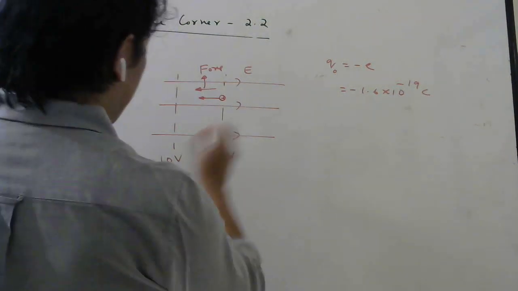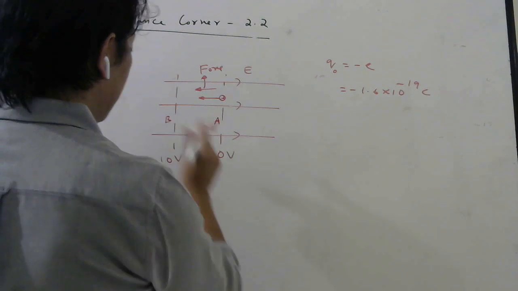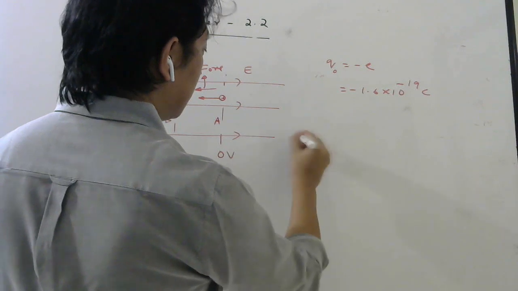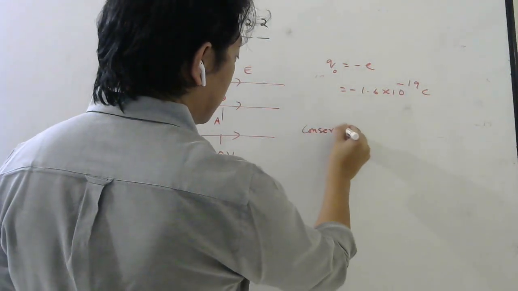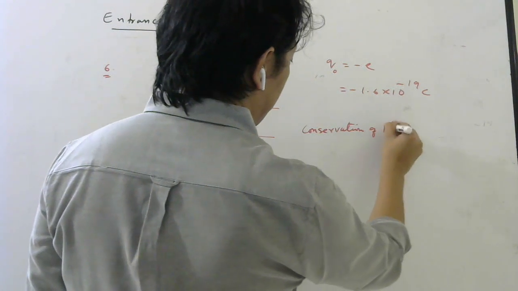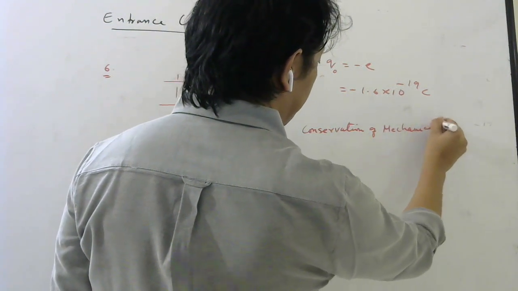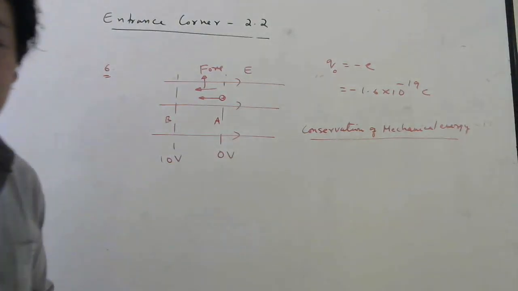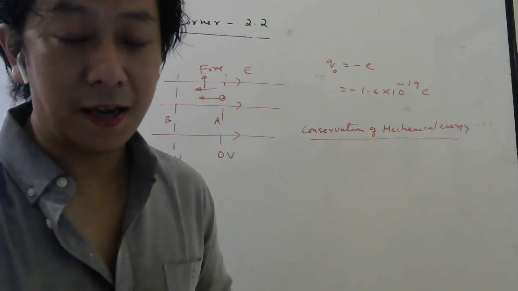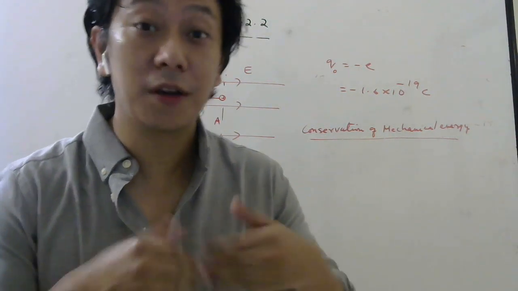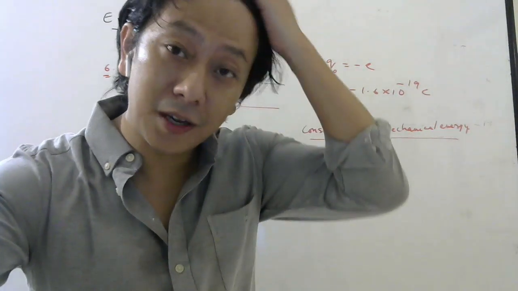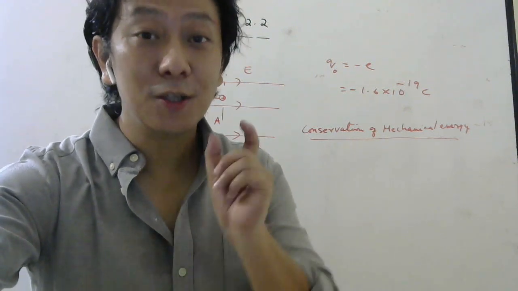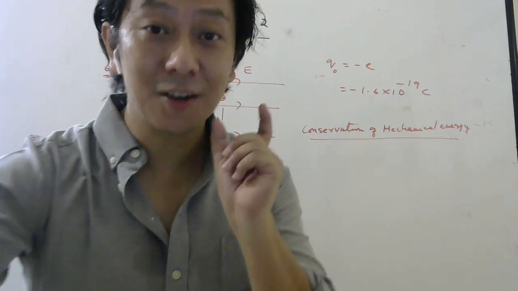But they have given you potential. Let us say this point is A, this point is B, and the potentials of those points are given. So what we will do, we will simply use conservation of mechanical energy. Why can we use this? Because there are no external forces besides electrostatic forces. And if there are only electrostatic forces or gravitational forces, then we can use conservation of mechanical energy, which says kinetic energy plus potential energy should remain conserved, should remain constant.